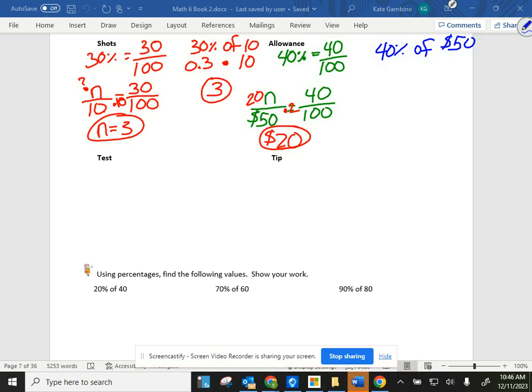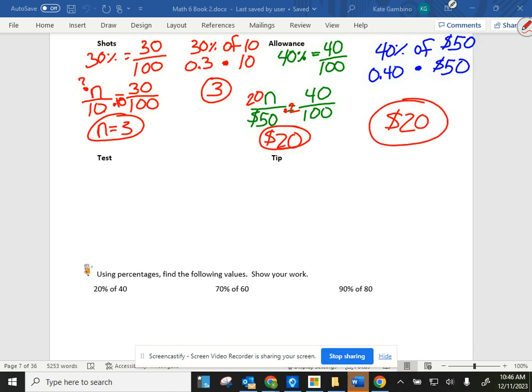So if we want to convert that 40% to our decimal, 0.40 of means to multiply $50. What is 0.40 times 50? So I see calculators out. What is 0.4 times 50? Same? 20. Either way we do it, we get the same answer of $20.